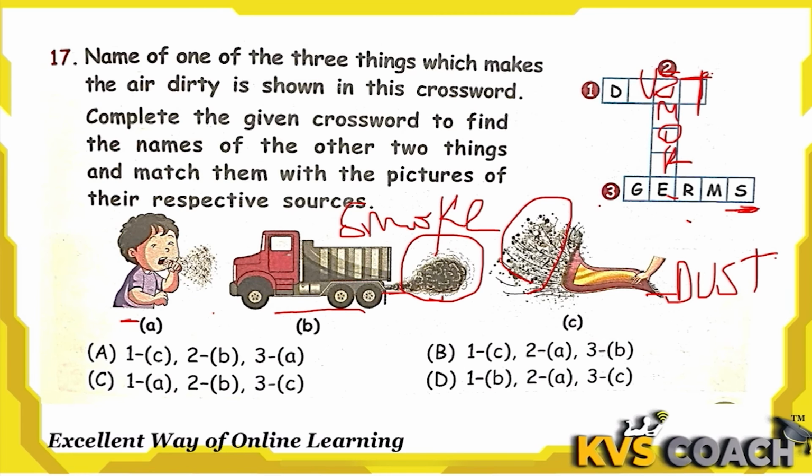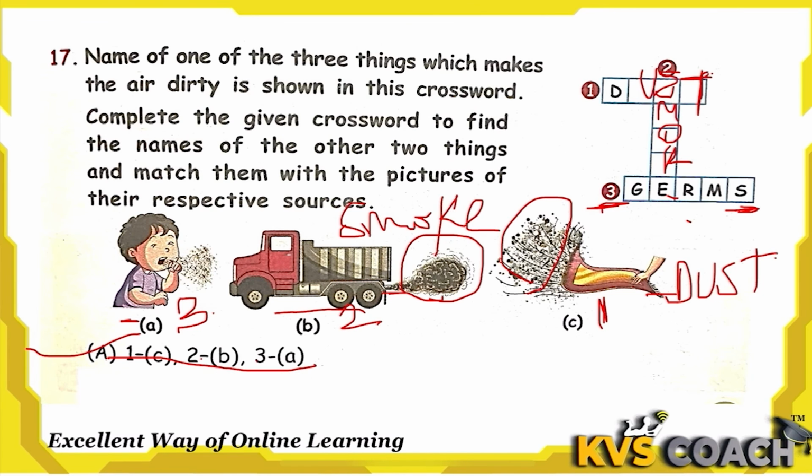A is matching with 3, B is smoke matching with 2, and C is dust matching with 1. A3, B2, C1. Where is A3? Here is 3A, B2, C1. Option A is the right answer.